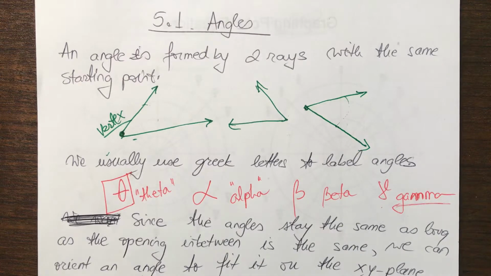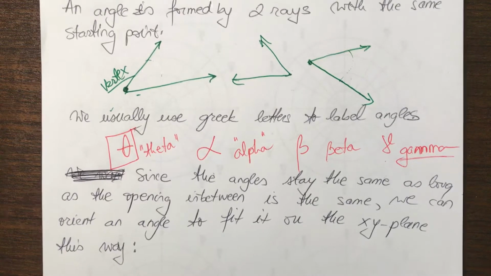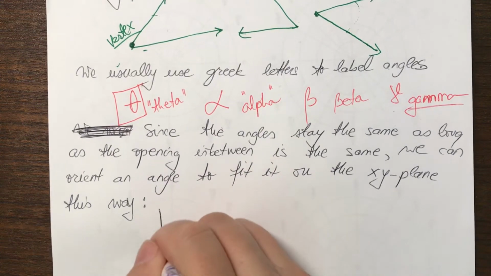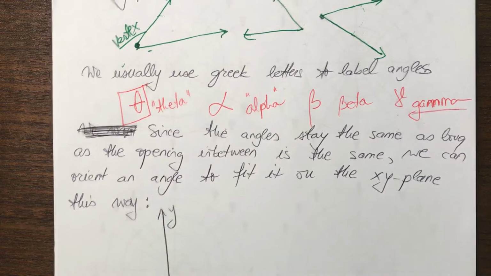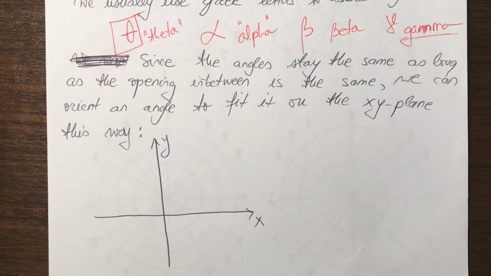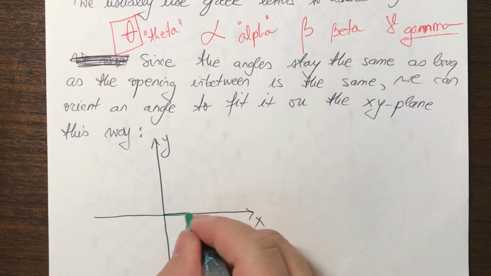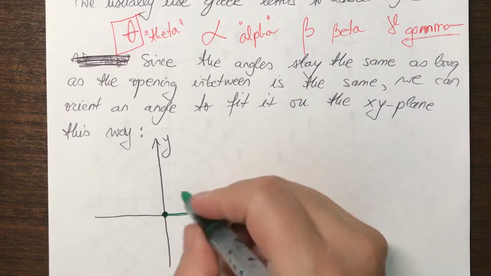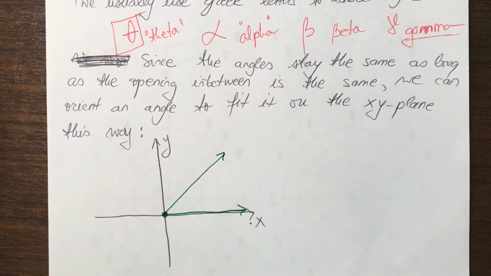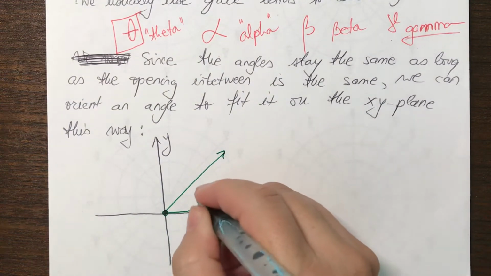Okay. Now, just as I said, since the angles stay the same as long as the opening is the same, what we would like to do is start doing some computation using angles. So we're going to be orienting them, turning them around so we can fit them on an XY plane. Then computation will become much more streamlined. So I'm going to take the angle above and orient it so that one of the rays is on the positive x-axis, the vertex is at the origin, and as I said, the opening is the same, okay? So let's call this angle theta.